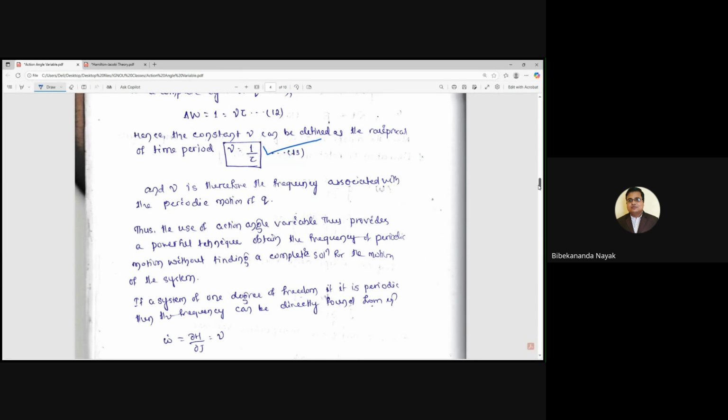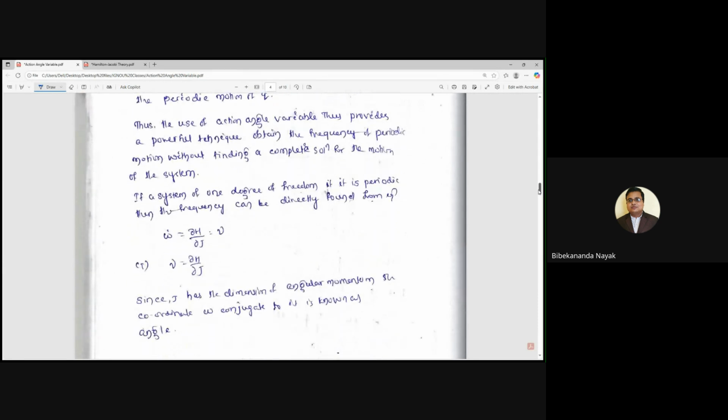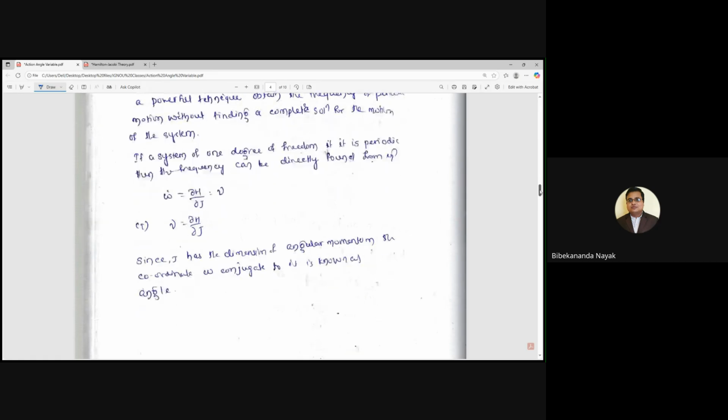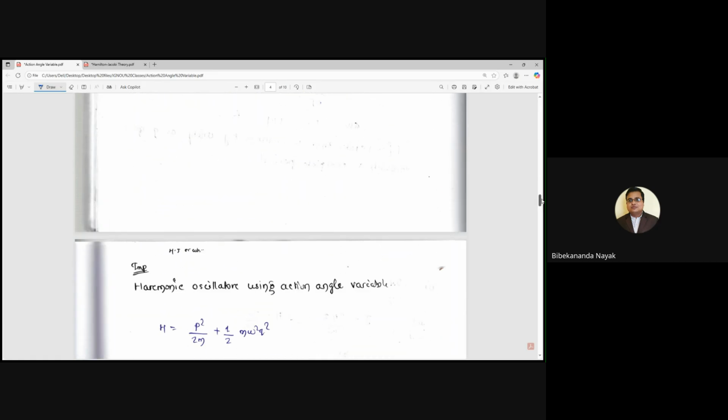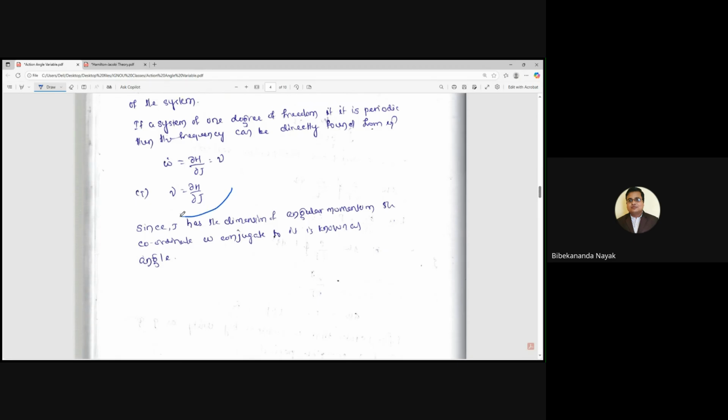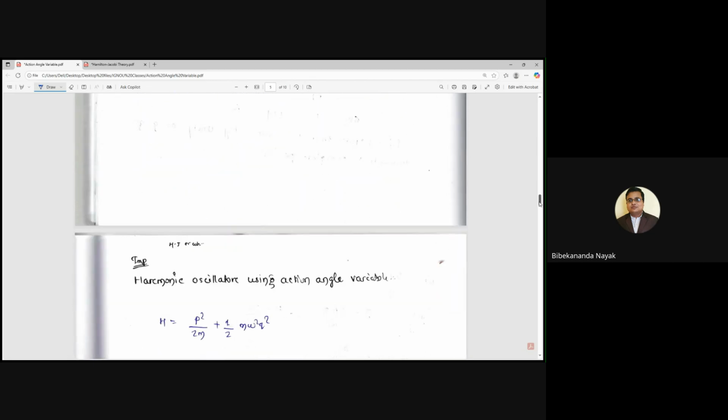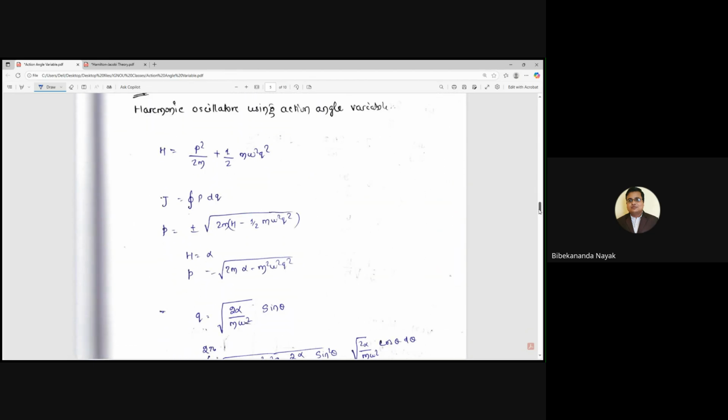So now we can say nu is equal to del H by del J. This is the formula, and based on this formula we have to work. Frequency is nothing but del H by del J.